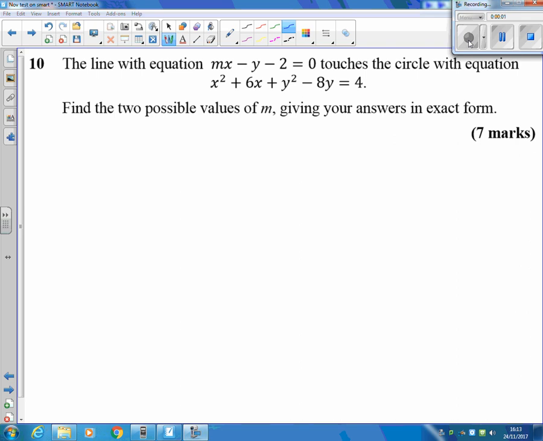The last question is asking about a circle and a line. We've got our circle here, and we want our line just to touch it, not to cross it in two places, not to miss it. We just want it to touch it.